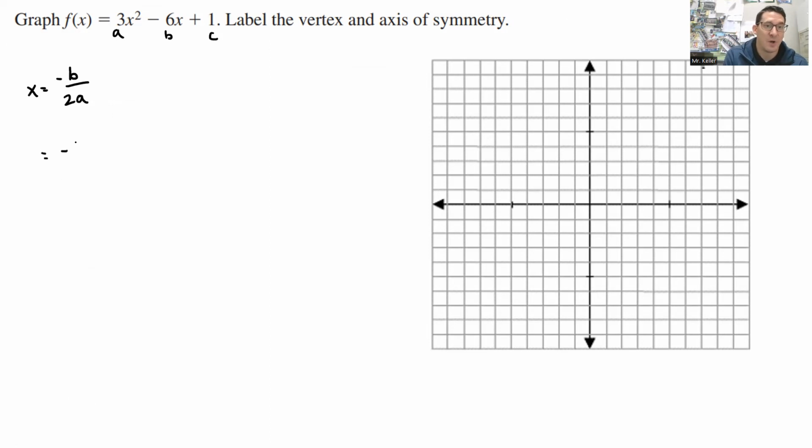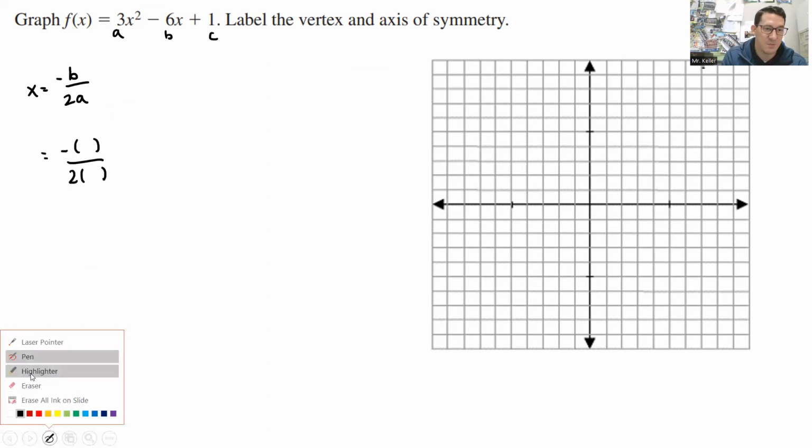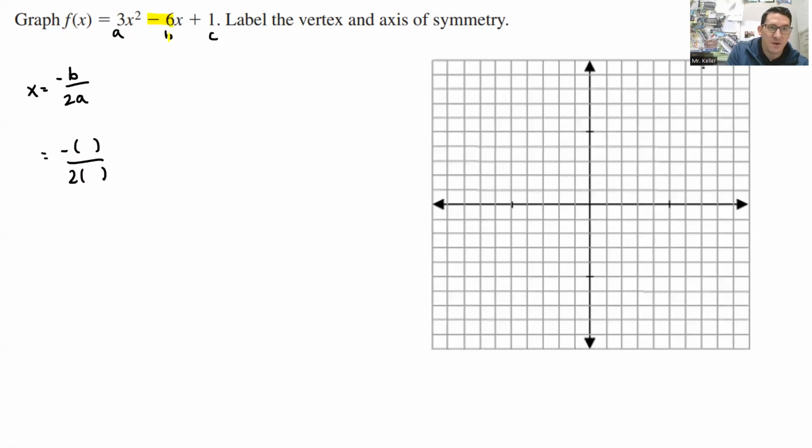So our x is going to be negative b over 2a. Again, be careful with the b. When there's a negative here, that is, b is negative 6. So I'm going to put in negative 6 for b, and a is positive 3.